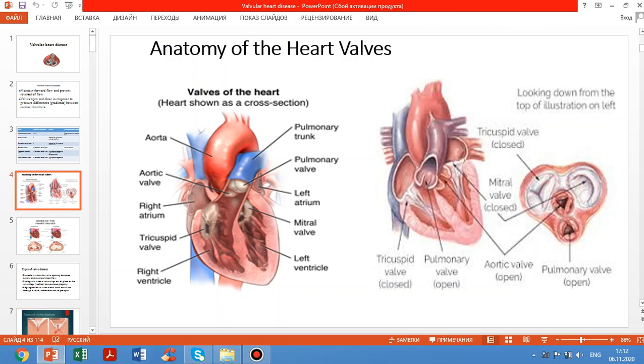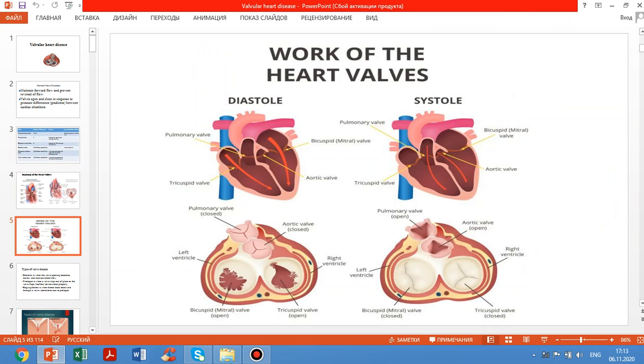In this slide, you can see the anatomy of the heart valves. There are the aortic valve, pulmonary valve, mitral valve, tricuspid valve. This is the left ventricle, right atrium, left atrium, pulmonary trunk, and aorta. You can see here, this is the tricuspid valve, this is the bicuspid valve, and the aortic valve, and pulmonary valve.